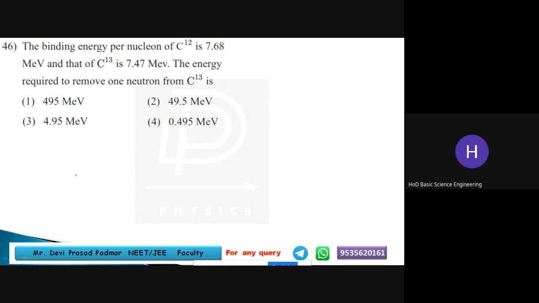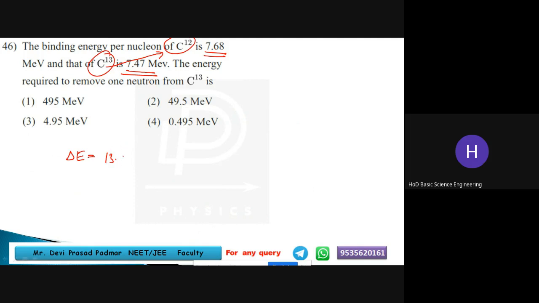Next 46. Change in energy, right? So delta E you can calculate. This is C12 and this is C13. So for C13 you have this much energy, and for this 7.68 mega electron volt. The energy required to remove one neutron. So if you remove one neutron from this C13, then you will get C12. So energy required is nothing but difference in these two energies.